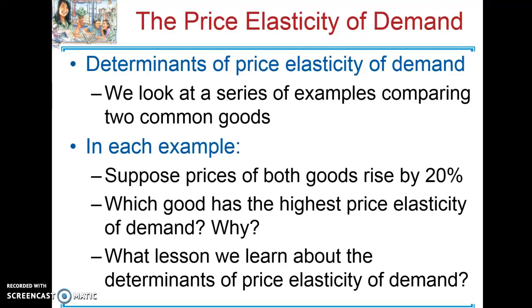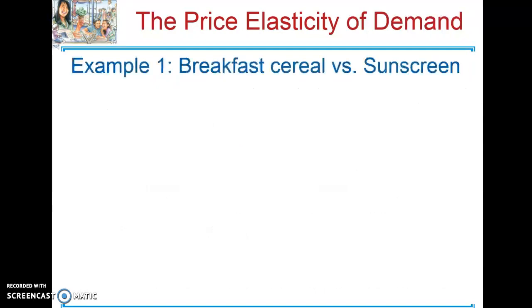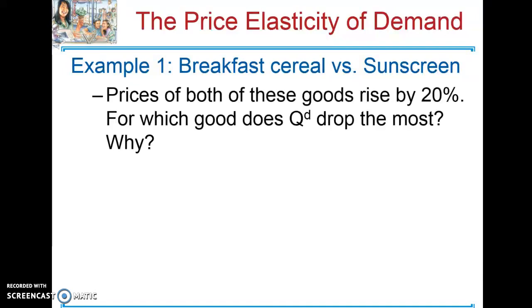Here we're going to look at the price elasticity of demand. So the determinants of the price elasticity of demand, we'll look at a series of examples. And in each example, we're going to be considering what would happen if the price of both goods rise by 20%. So in our first example here, we're looking at breakfast cereal versus sunscreen.